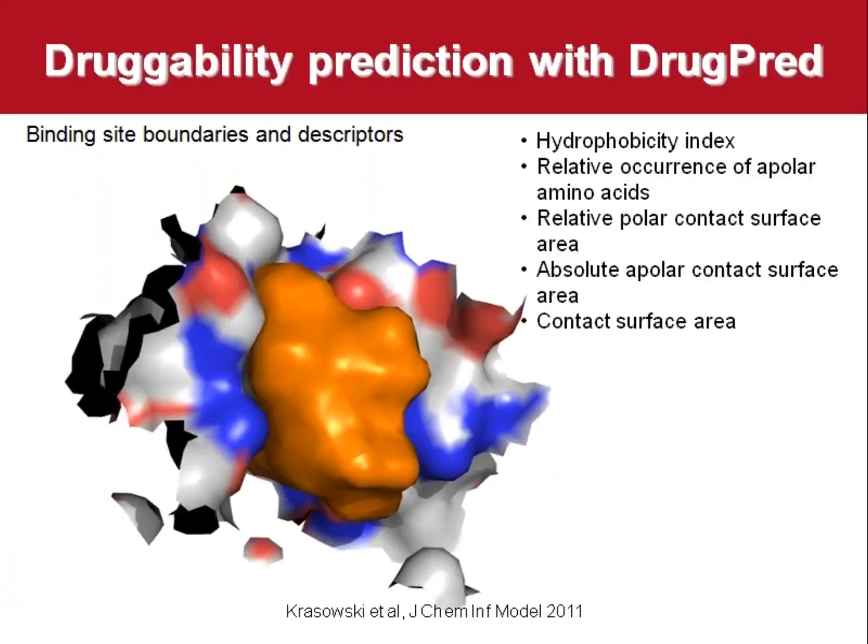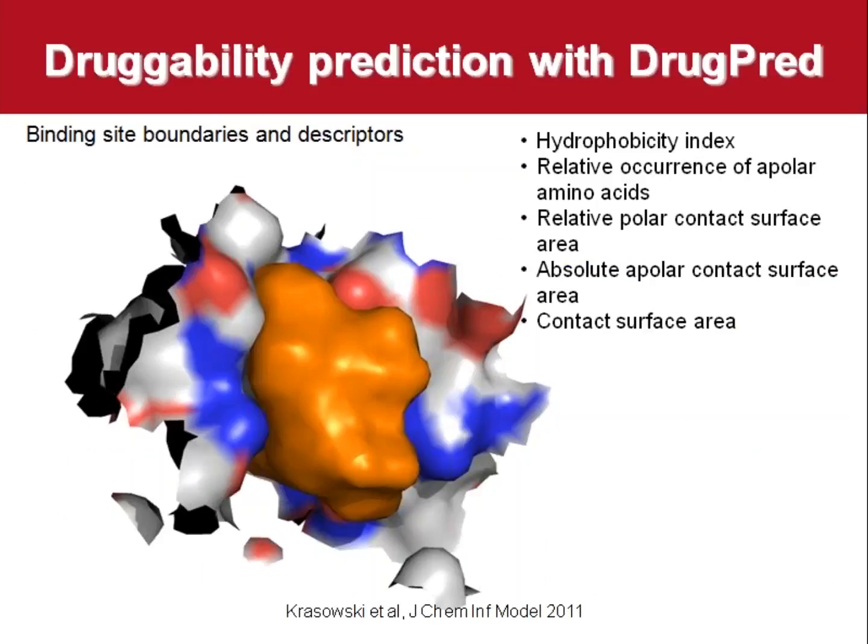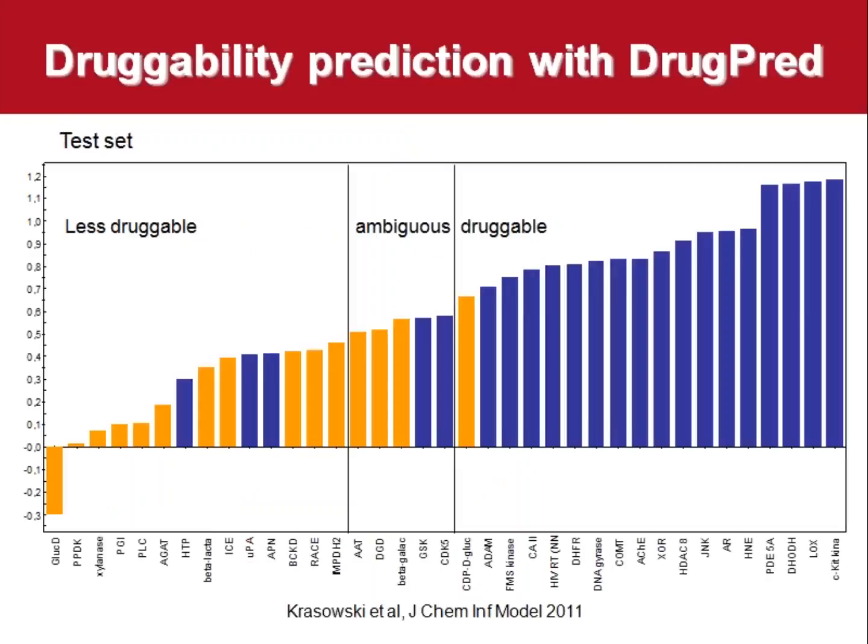So what we used in the original TractoBot paper was the hydrophobicity index of the amino acids in the binding site, relative occurrence of apolar amino acids, relative polar contact surface area, absolute apolar contact surface area, and the contact surface area. We then fed these descriptors into a PLS model so that we can actually do predictions. So how well does it work?